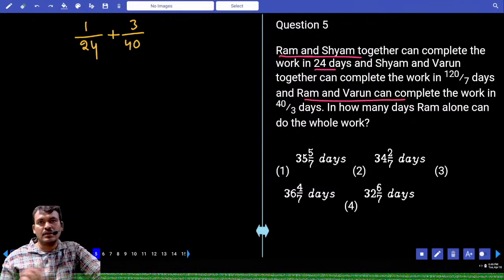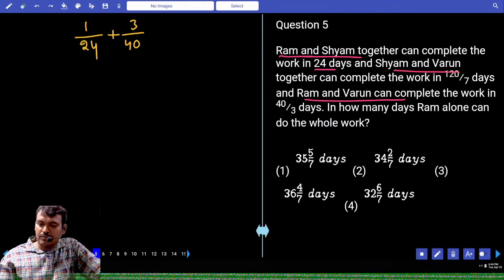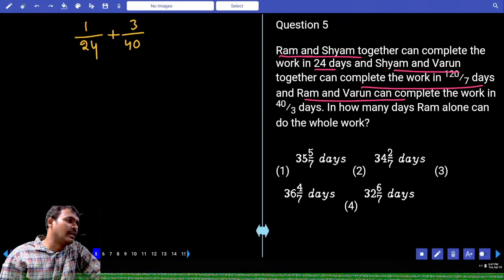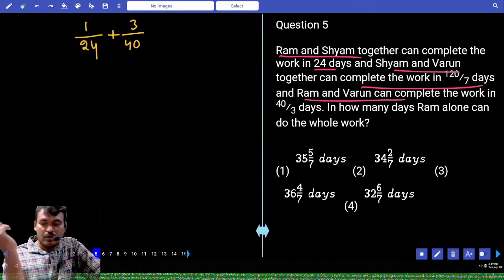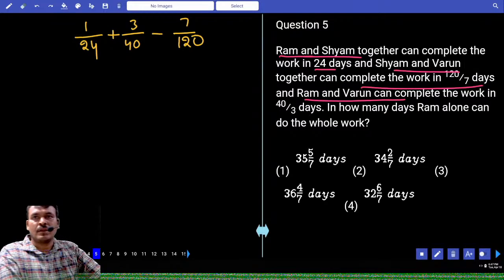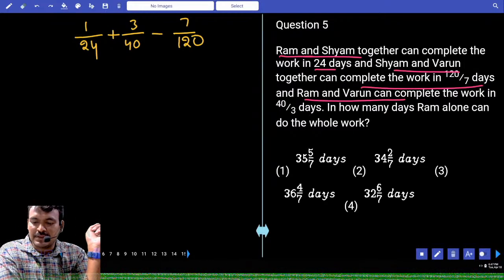These two we are adding. In this one, Varun and Sham together can complete the work in 120 by 7 days. Is it subtracting or adding? Subtracting. Total work is 120 by 7 days, so what is the 1 day work? 7 by 120. First one, Ram plus Sham. Second one, Ram and Varun. Third one, Sham and Varun.